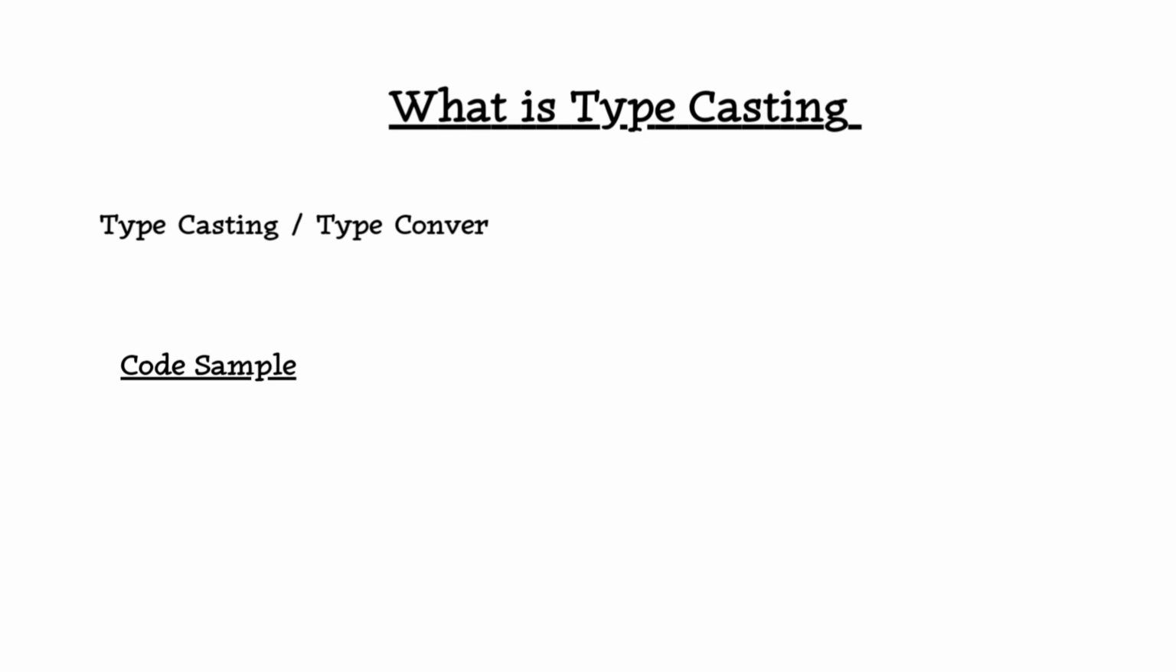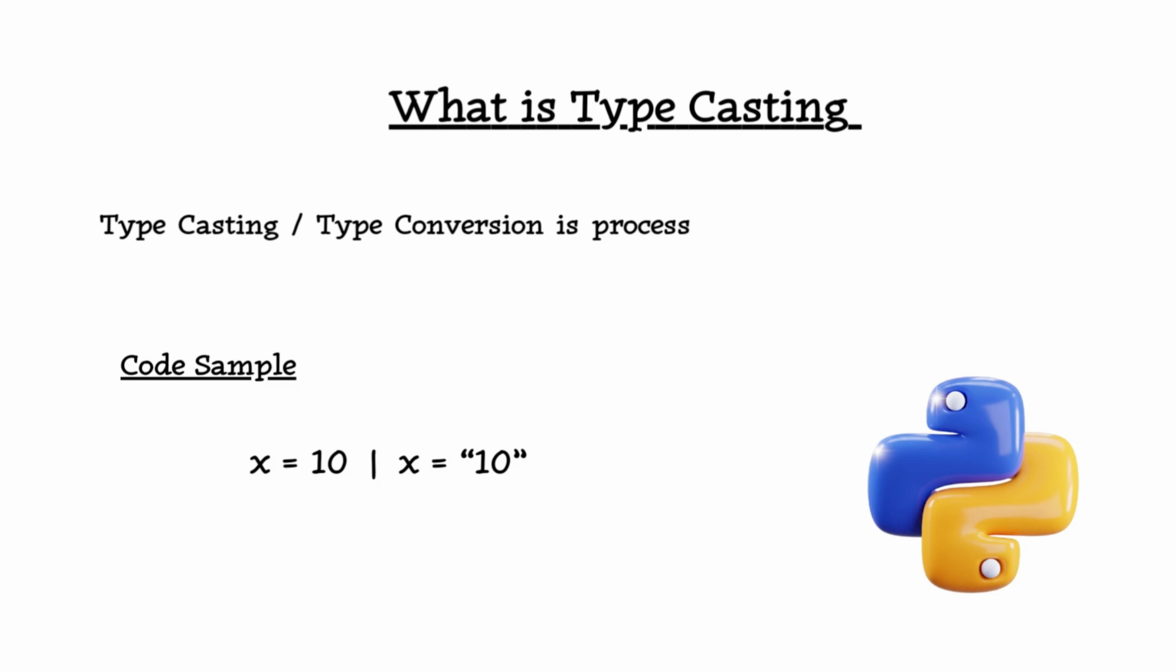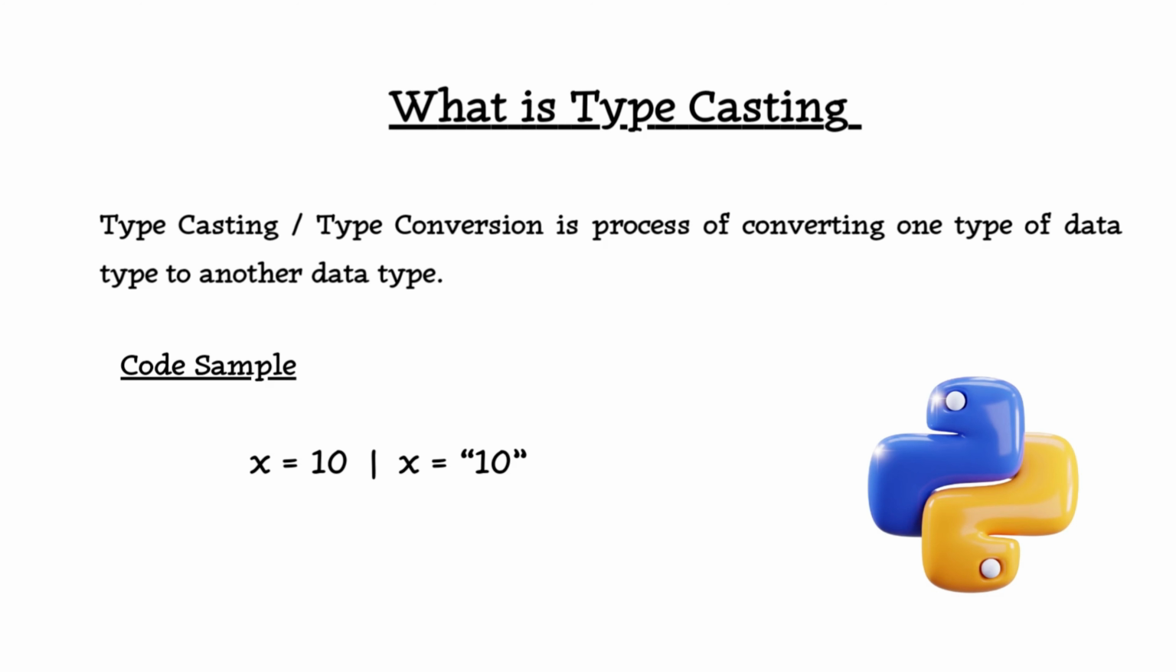Now let's see what is typecasting. Typecasting simply means changing the data type of a value. For example, if you have a number over here, x = 10, and I want to convert it to text, then simply by using the string data type I can convert it. Python makes it very easy to do this operation.